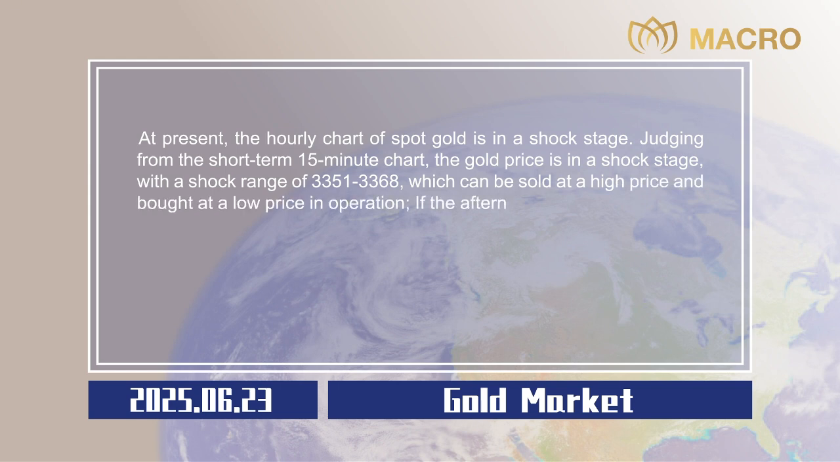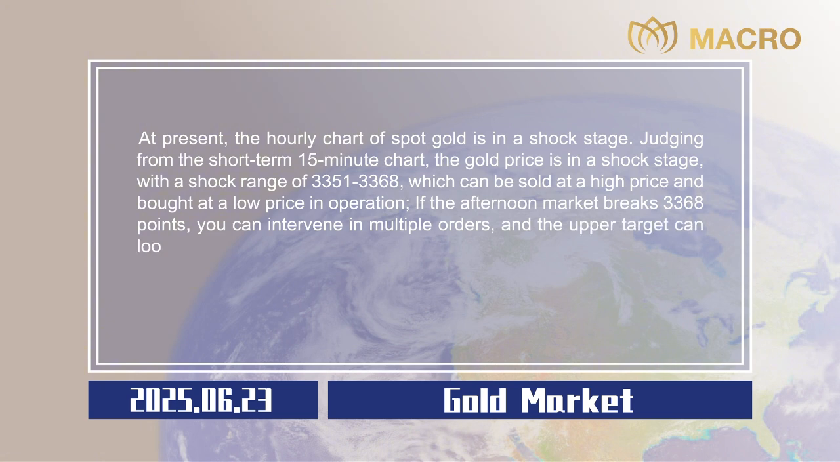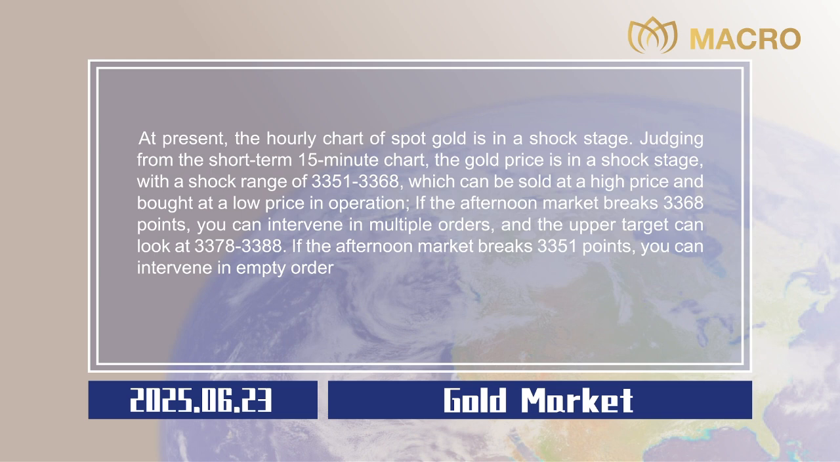If the afternoon market breaks 3,368 points, you can intervene in long orders, and the upper target can look at $3378 to $3388. If the afternoon market breaks 3,351 points, you can intervene in short orders, and the lower target can look at $3341 to $3331. Stop losses are all $5.